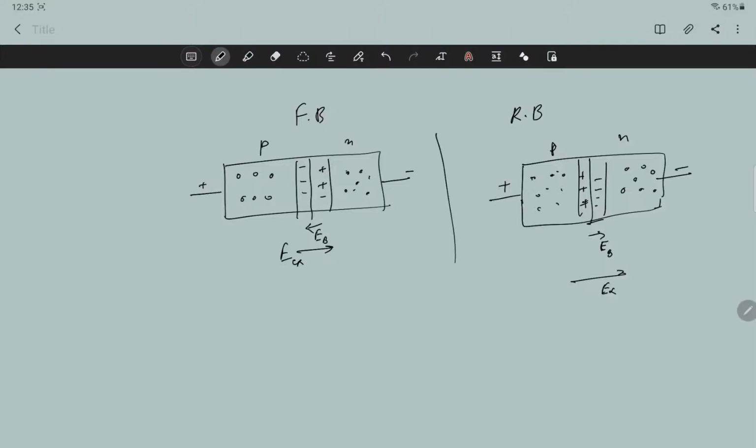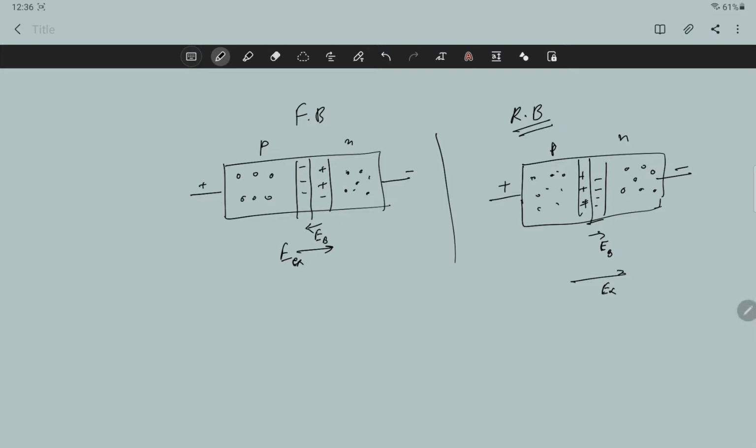One student is asking a question: in a Zener diode, when it is used as a voltage regulator, which are the carriers responsible for the current when it is operational as a voltage regulator? So when the Zener diode is operated as a voltage regulator, it is reverse biased.